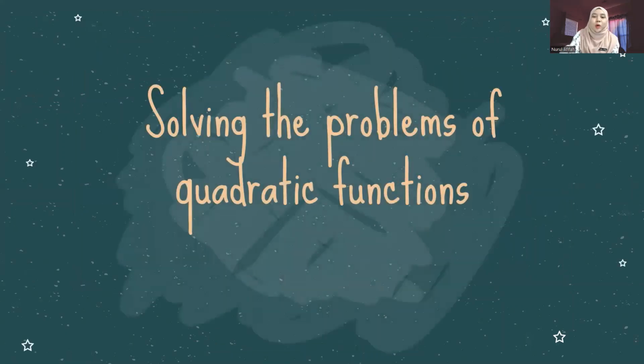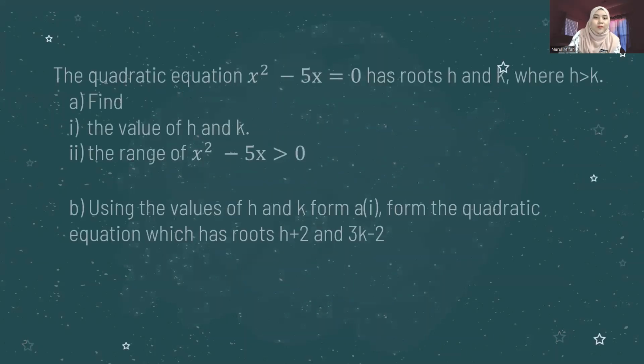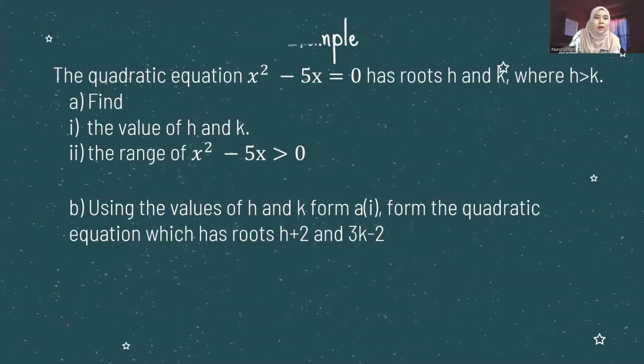Next, solving the problem of quadratic function. So, the first example, the quadratic equation, which is x squared minus 5x equal to 0, has roots h and k, where h is more than k. A, find: 1, the value of h and k. 2, the range of x squared minus 5x more than 0. And B, by using the value of h and k from A1, form the quadratic equation which has roots h plus 2 and 3k minus 2.